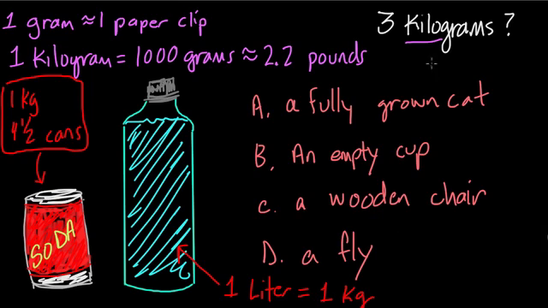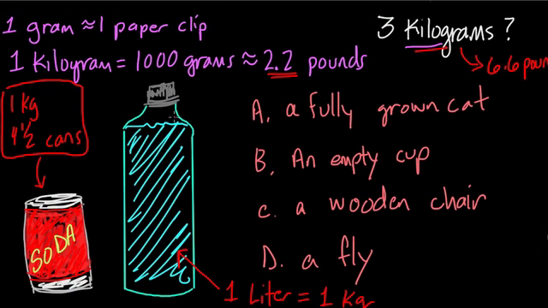So all this means is that if we have 3 kilograms, and each kilogram is about 2.2 pounds, that means we have about what? Well, 3 times 2.2 is about 6.6 pounds. Or if you think in terms of these liters of water, it's about 3 of these liters of water. So which of these is closest to that?